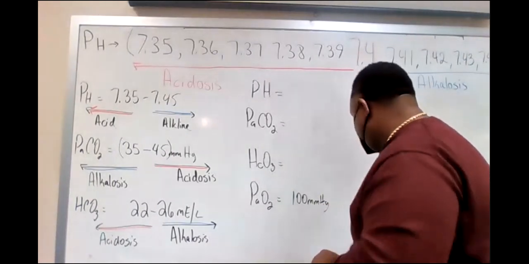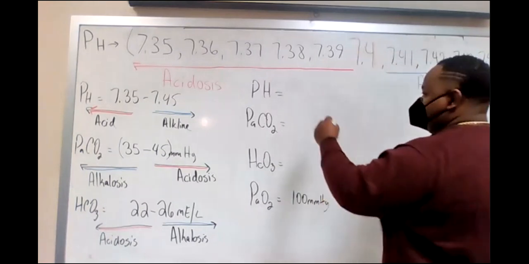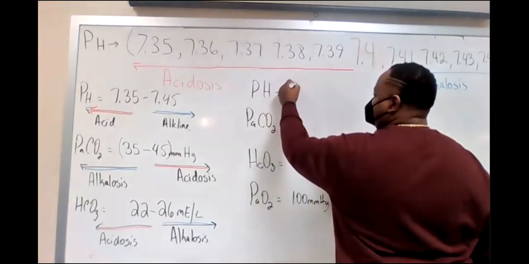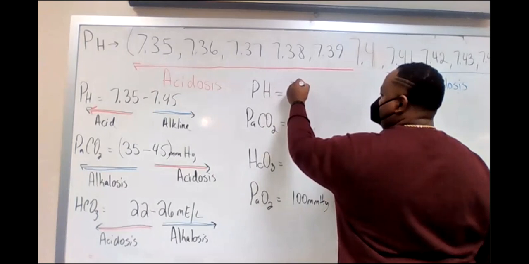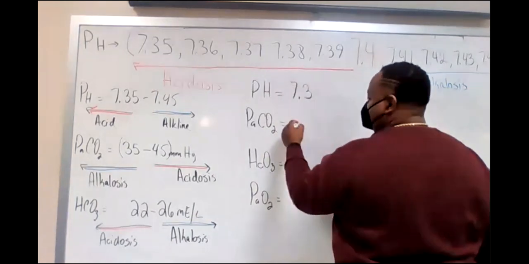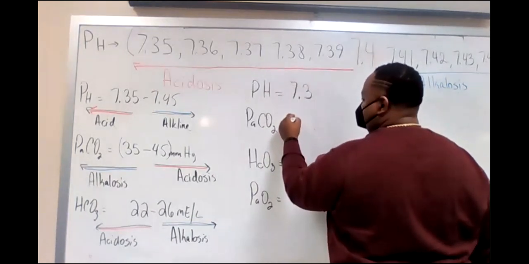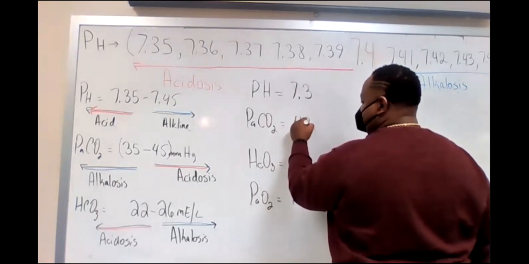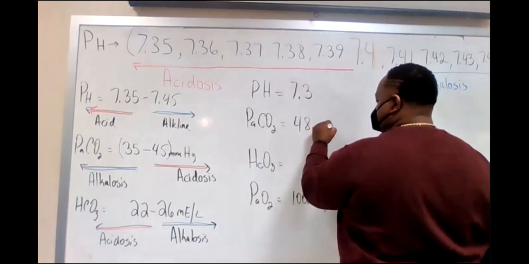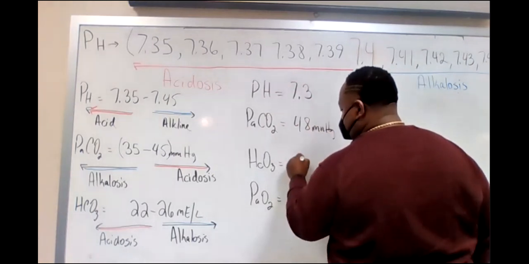All right. Lori. pH of 7.3 and a CO2 of 48 and a bicarb of 25.